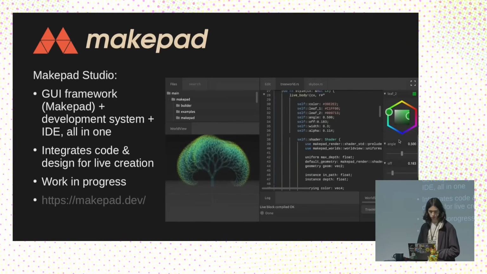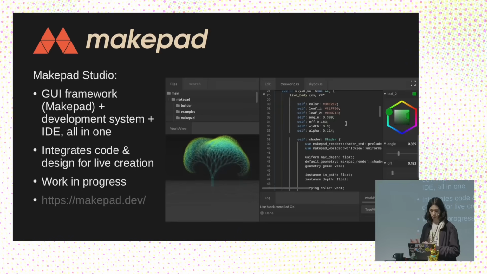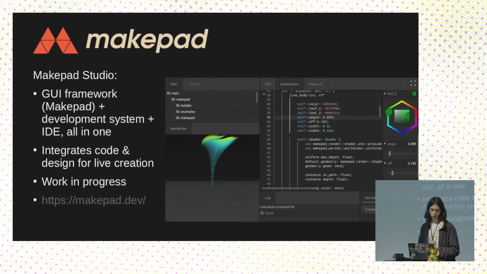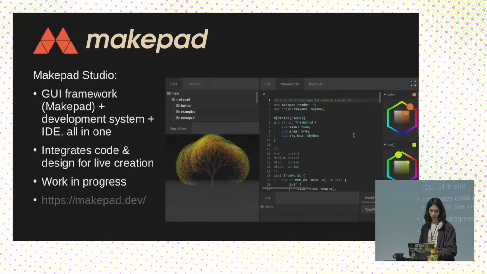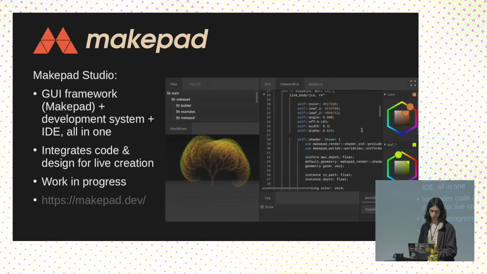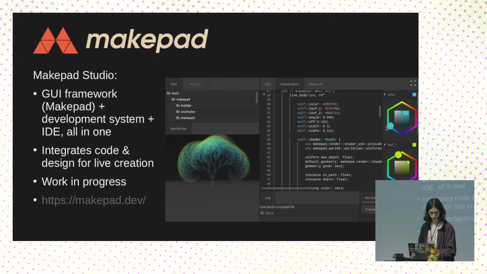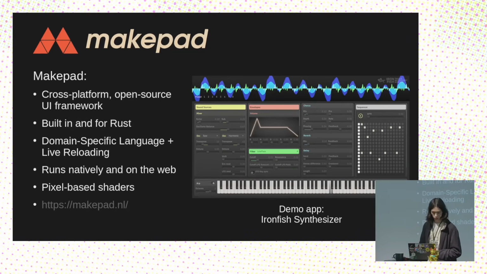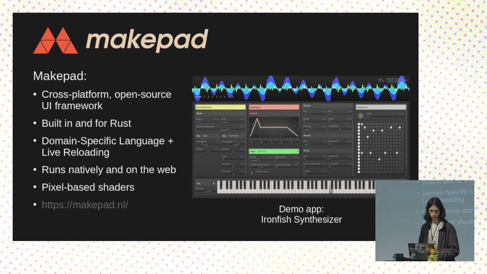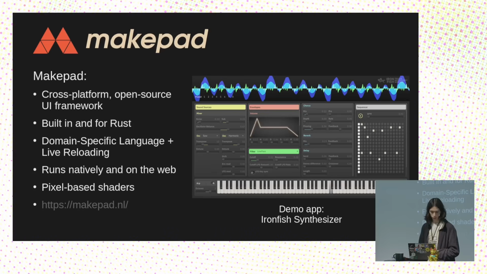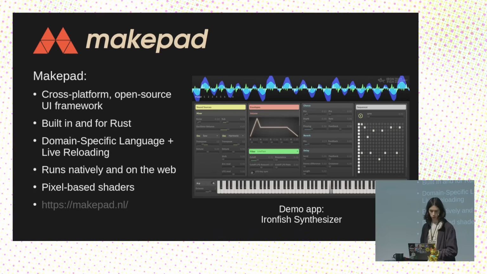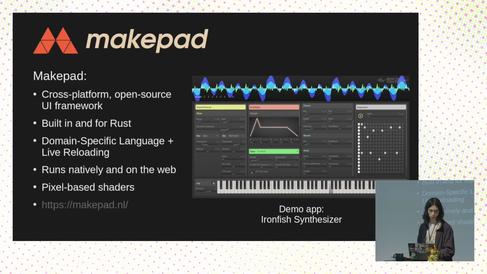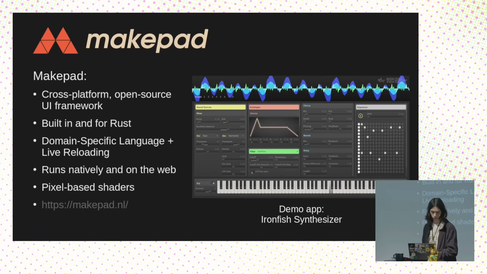Makepad is a GUI framework for development, with a development system and IDE all in one. It integrates code and design for live creation. It is also a work in progress project based on Rust. It is cross-platform, with an open source UI framework built in and for Rust, with a domain-specific language and live reloading, runs natively and on the web, and features pixel-based shaders.